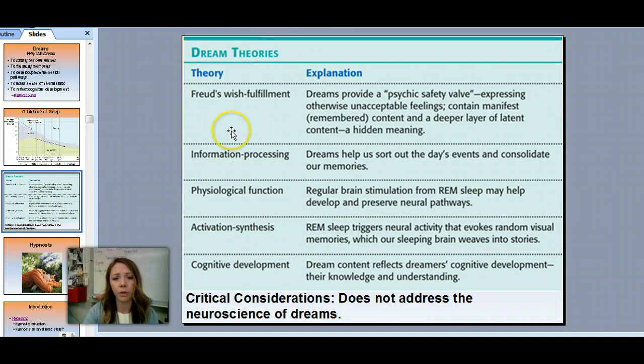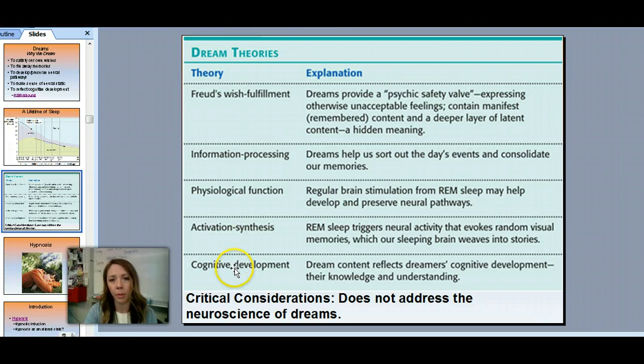And then some of our dream theories. Freud, remember everything with him was kind of freaky. He thought you were trying to fulfill some weird thoughts or wishes that you had. Information processing, that's where you process the information from the day. Physiological, that's your brain. Activation synthesis: your eyes start moving, that's the activation, and it synthesizes. Your brain wants to make sense of why your eyes are moving, and so it evokes random visuals and your brain's trying to make sense of it.